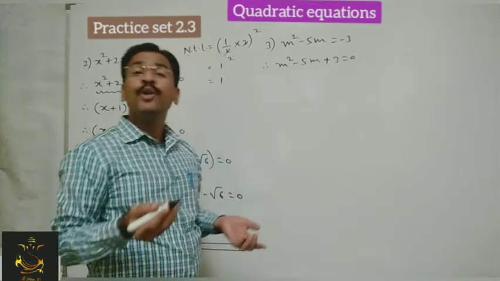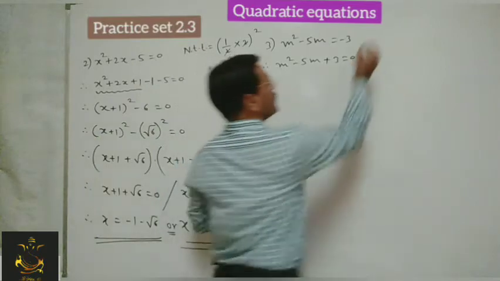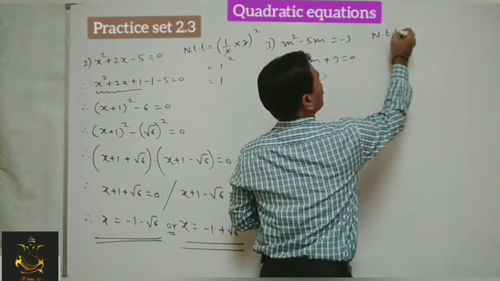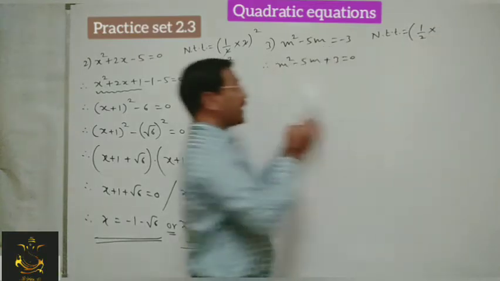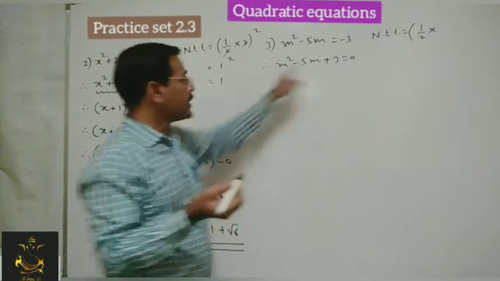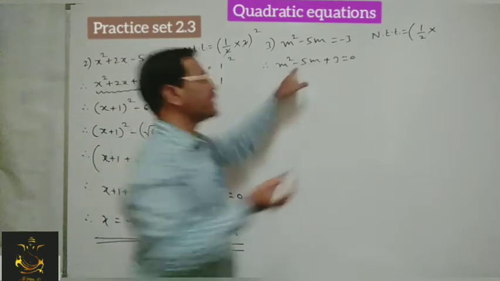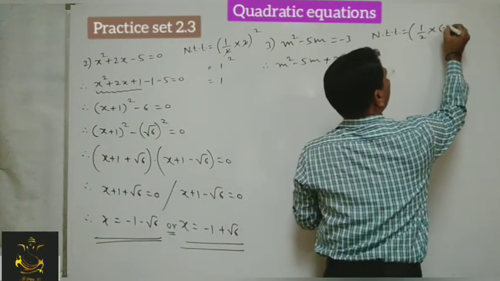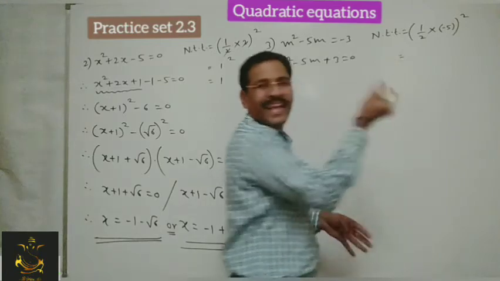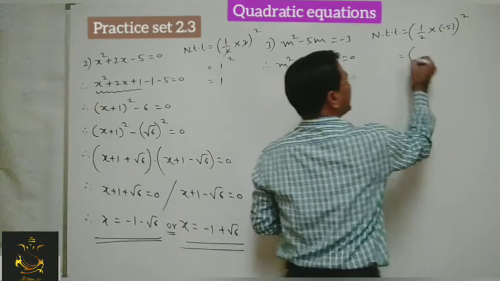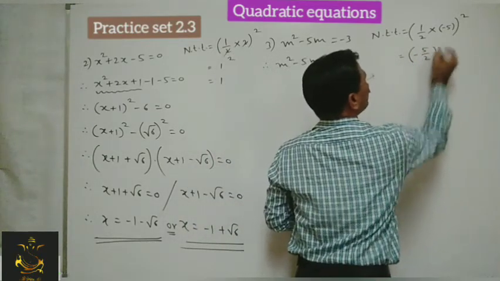I'll find the new third term. That one as usual. Okay, tell me what? Half into. Not always x is there. Here the variable is m. Okay, what is the coefficient of m? Minus 5. I'll write here minus 5 bracket square. Now, we cannot cancel anything. Keep that one as it is. That is minus 5 by 2 square.